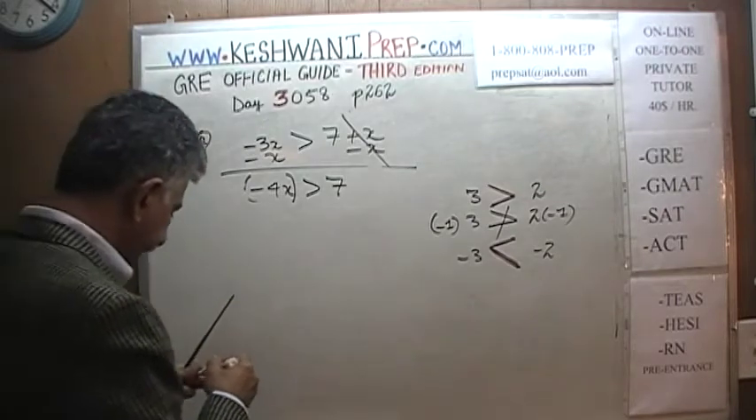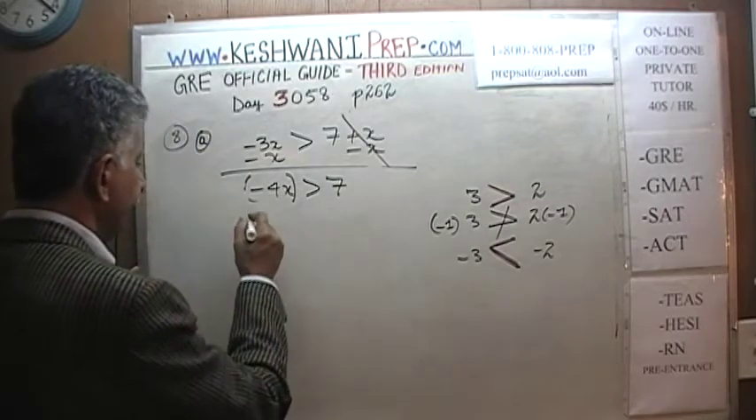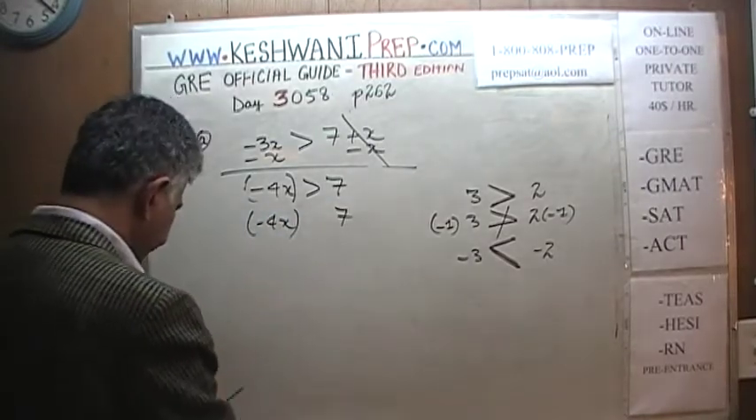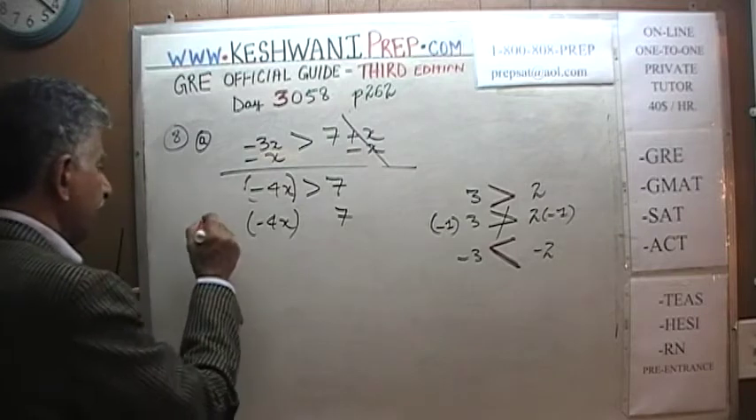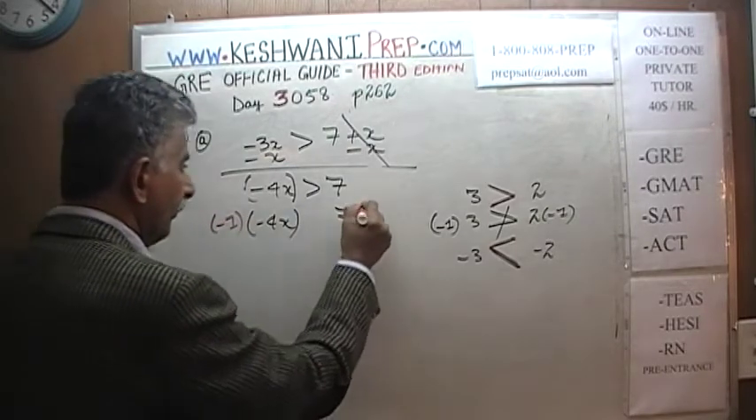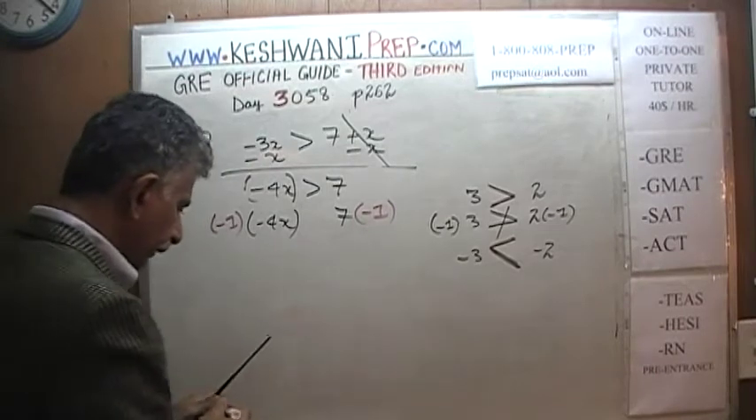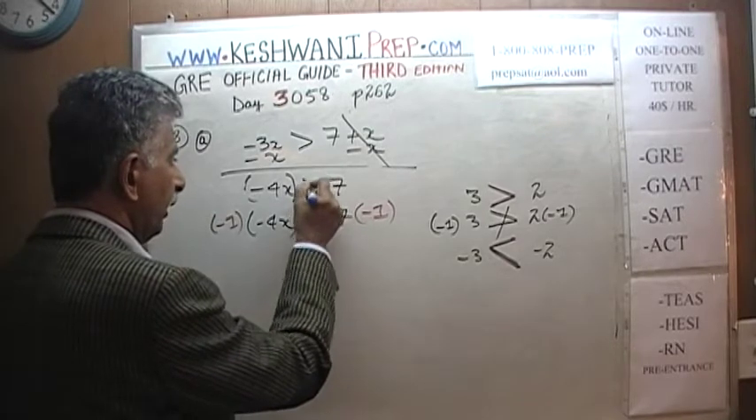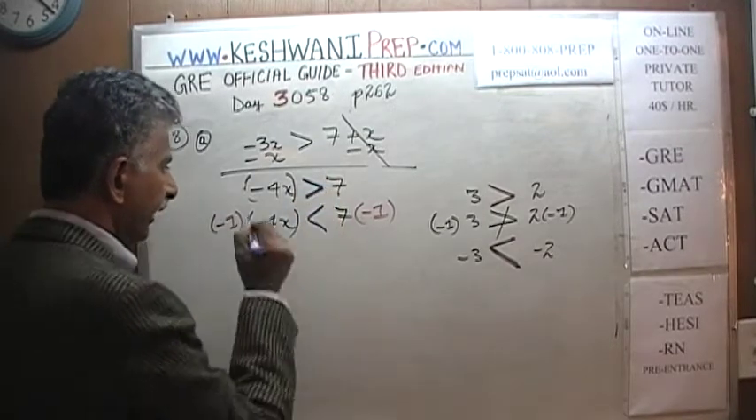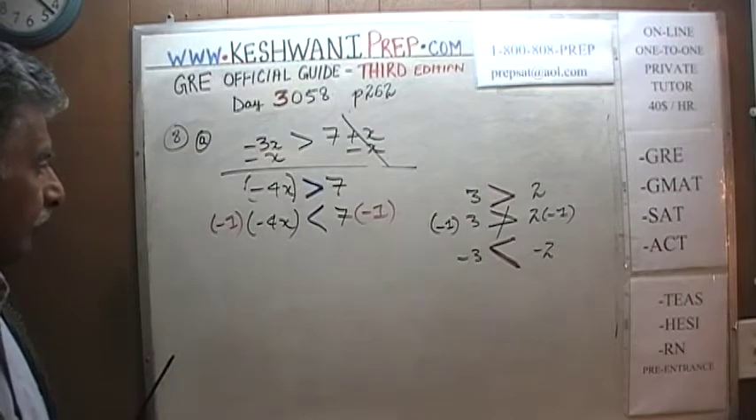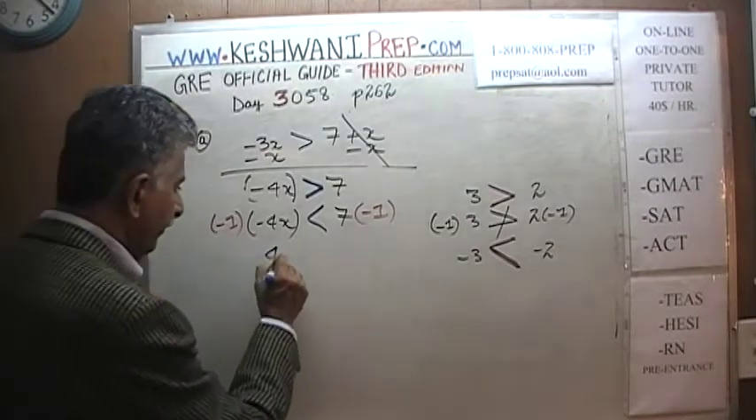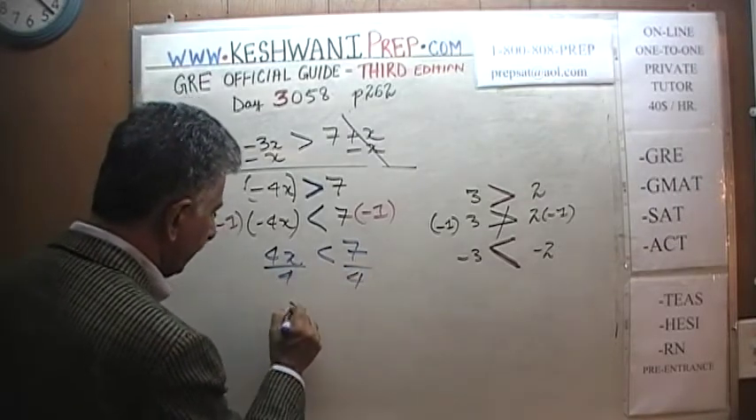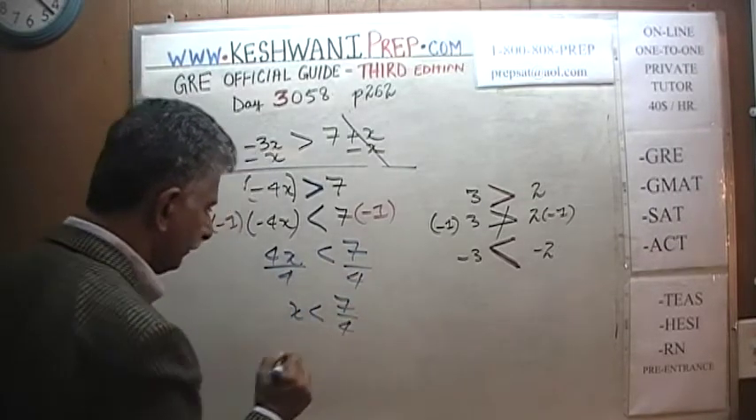So we have a negative 4x here. We have a negative 4x here. And we have a 7 here. Let's multiply both sides of the inequality by negative 1. And as soon as we do that, we must change the direction of the inequality. Direction is pointing this way, it will become that way. Otherwise, it will not be correct. Negative times negative is positive, so now we get positive 4x, we are told, is less than 7. Divide both sides by 4, and that gives us x is less than 7/4.